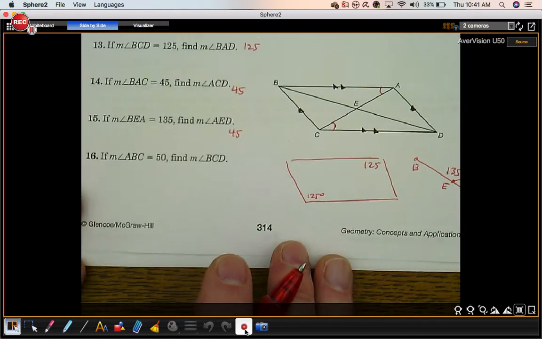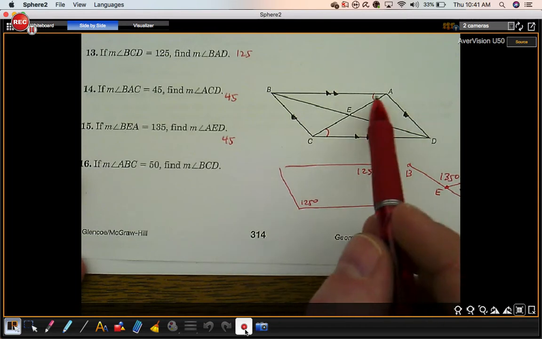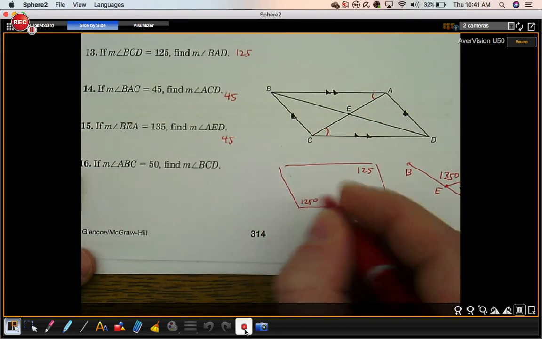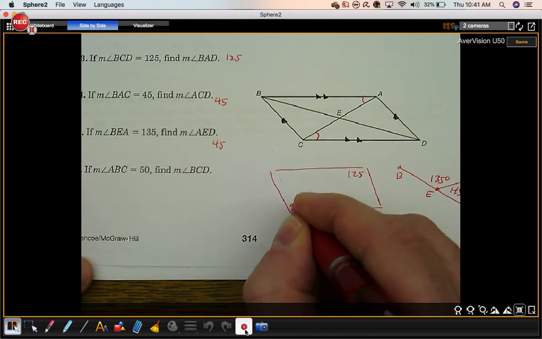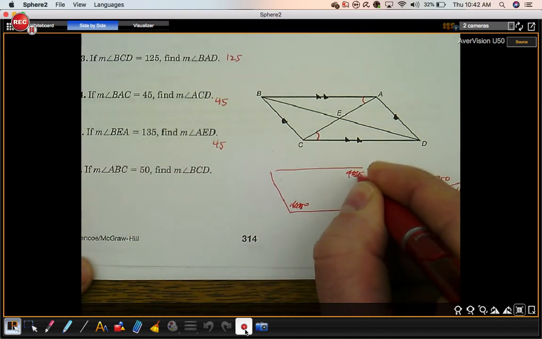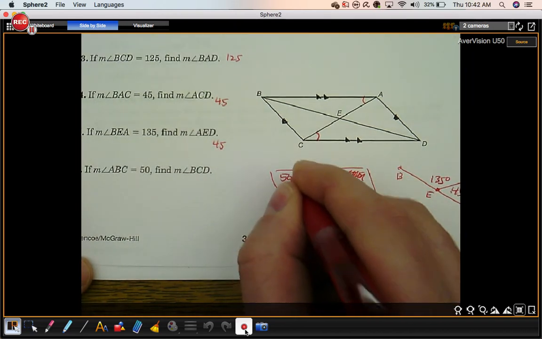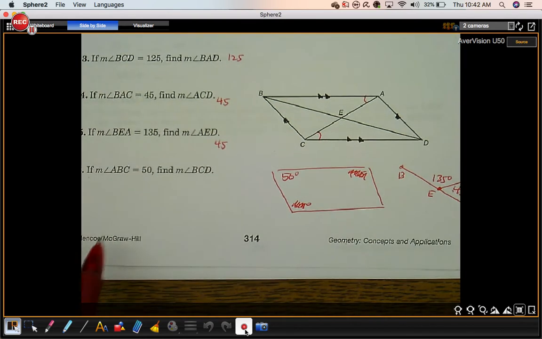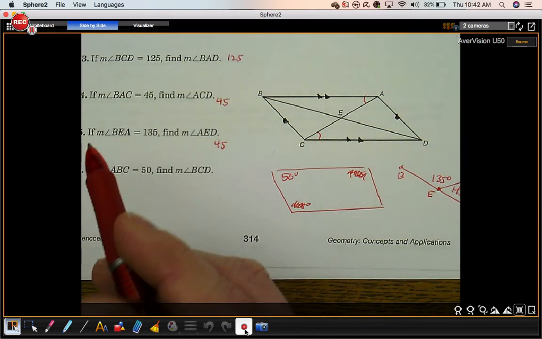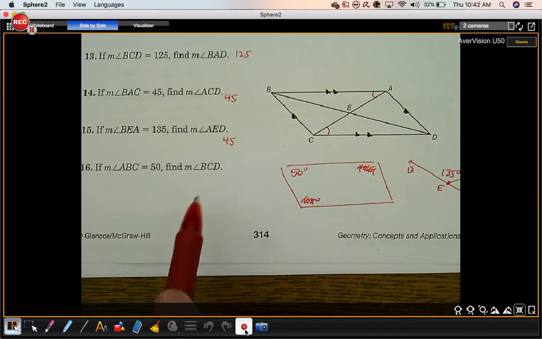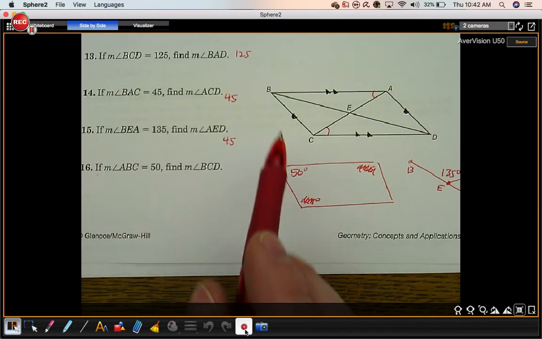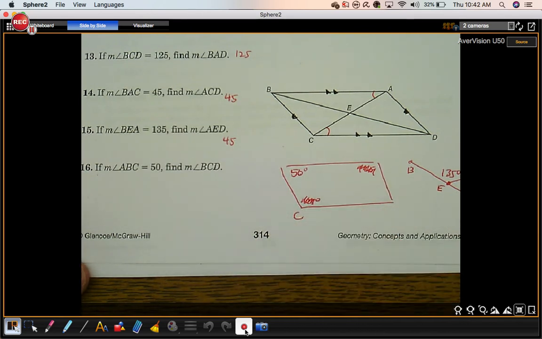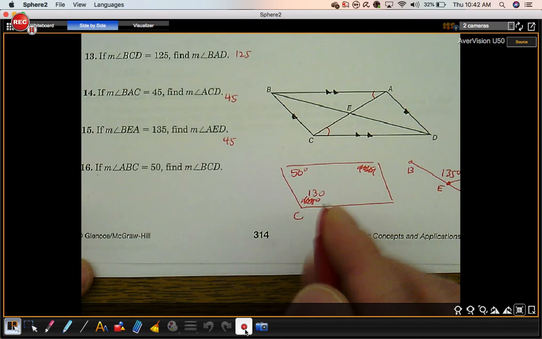Last one, number 16. The measure of angle ABC, that's this angle up here, they're telling you it's 50. So I'll use this same picture, but obviously the 50 isn't going to work out with the 125s. What if that's 50? Notice how all these say if. So they're not saying it is that, but if it was that, what would it look like? So if that angle's 50, what's the measure of angle BCD? What's the measure of this angle down here? It would be 130. These add up to 180.